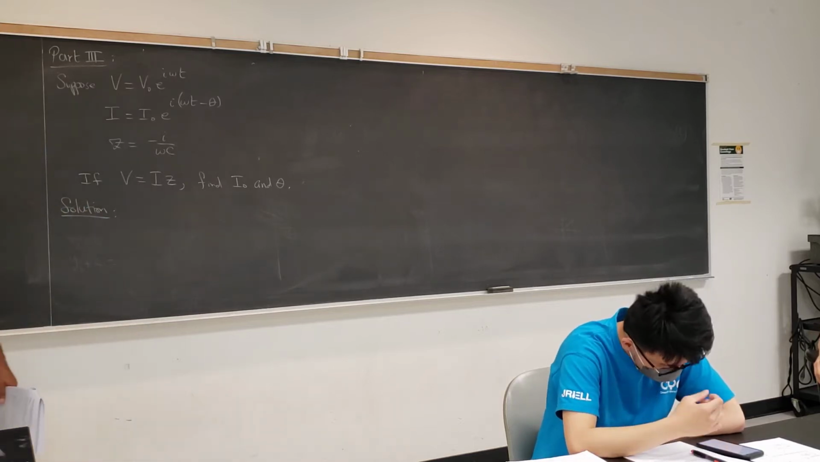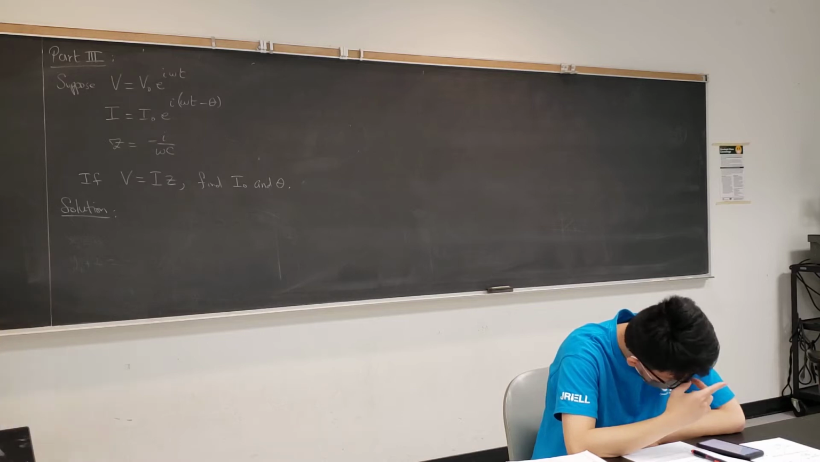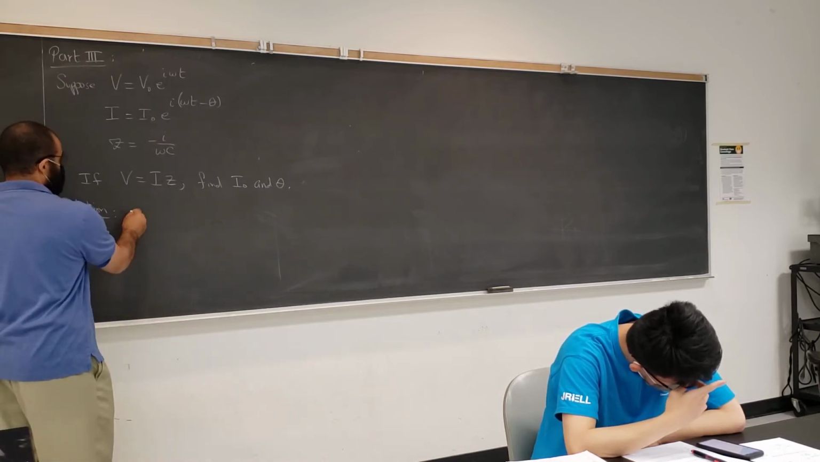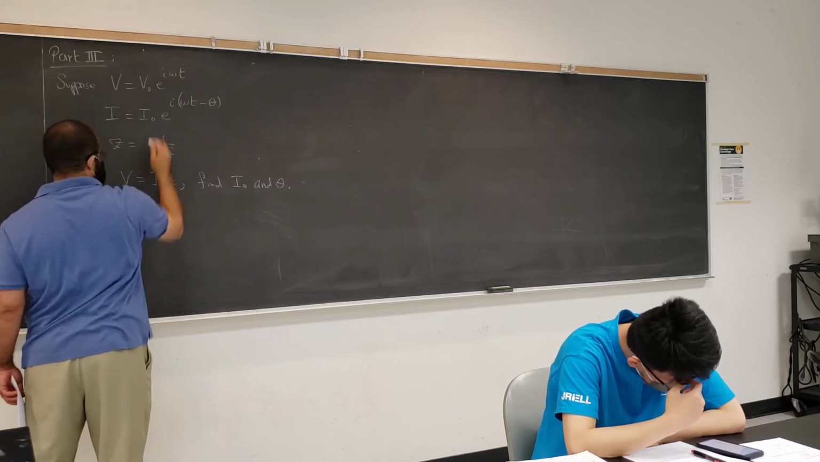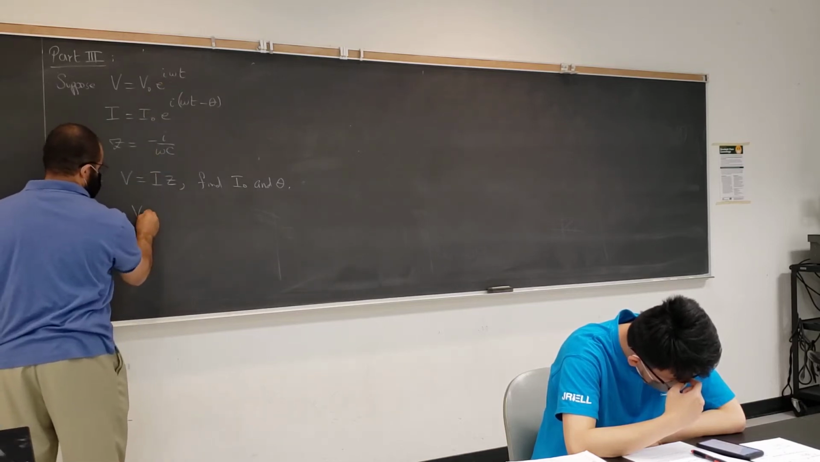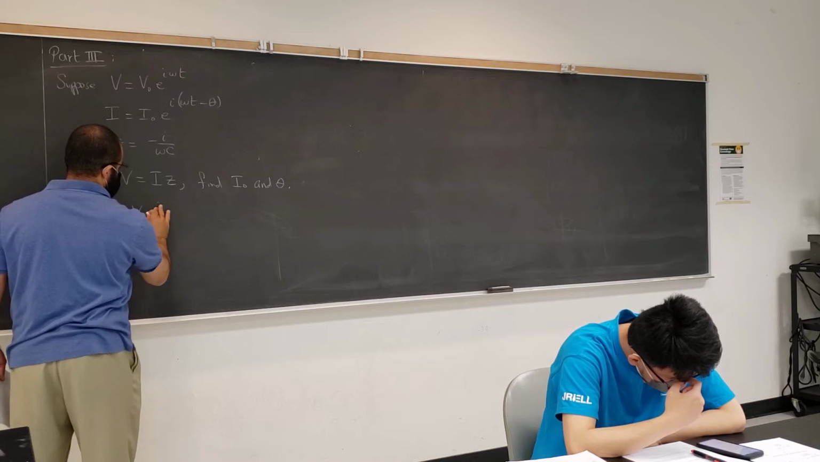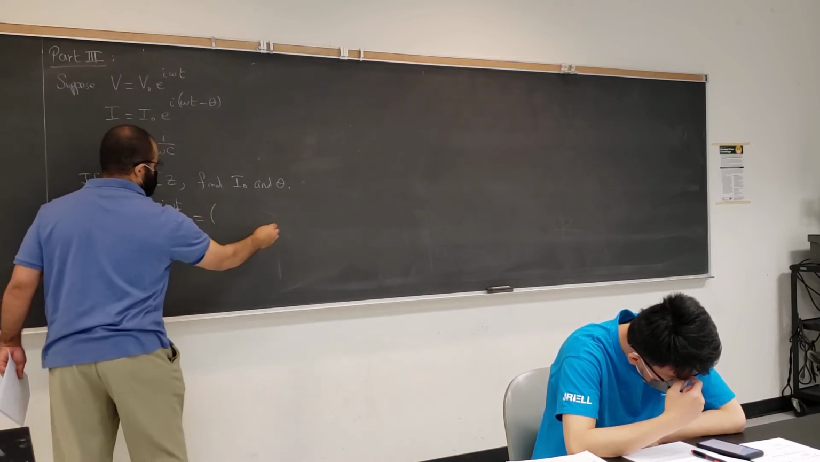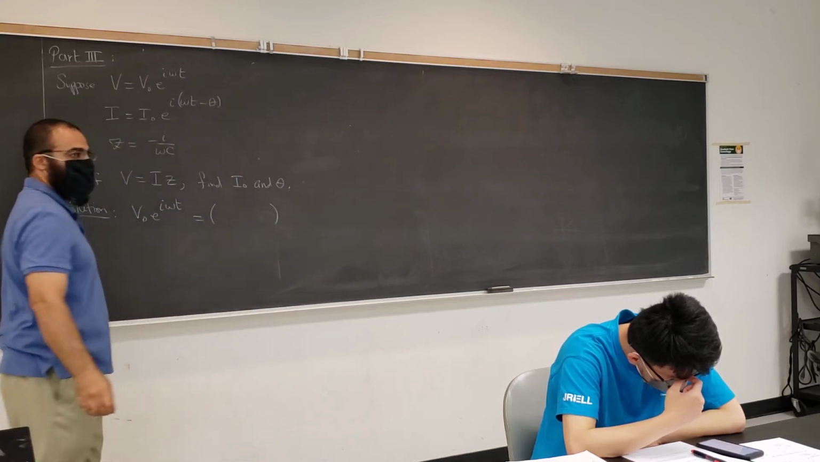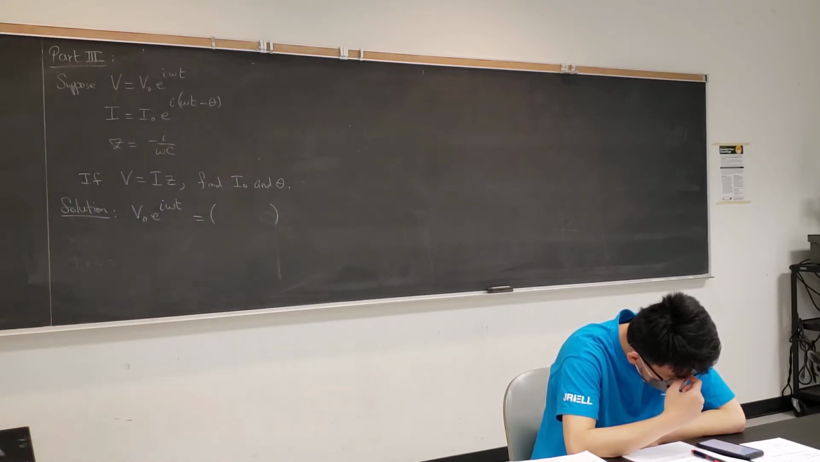Just write it down and then see what you get. So here's what we're going to write. Let's write down V first. V is what? V0 e to the I omega t. That's the V part. Okay, let's write down now I. What is I? I0 e to what part?